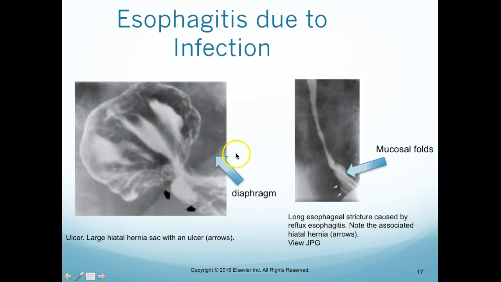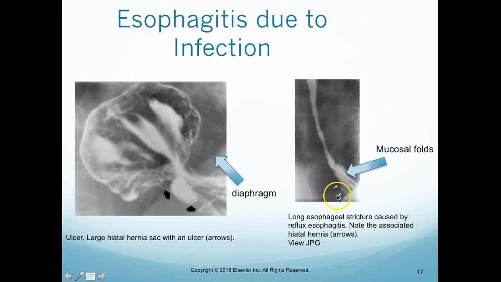So this here is the diaphragm, right? So this is the diaphragm. You can see the stomach here with the stomach rugae up here above the diaphragm. So this is a hiatal hernia. This is a large hiatal hernia. And this is a smaller one.